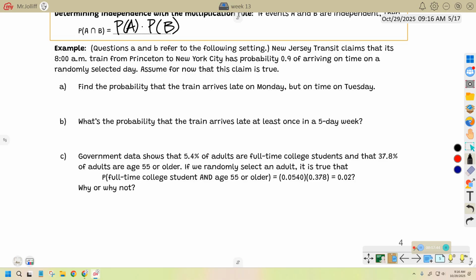So I'm pretty sure that is P(late and on time). We're doing two events in succession. Monday, it's late. Tuesday, it's on time. So, how do I calculate that?